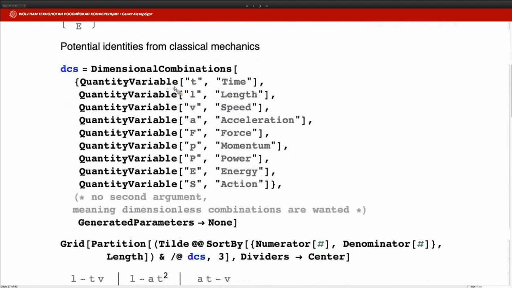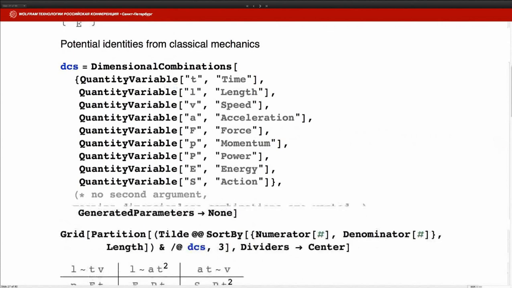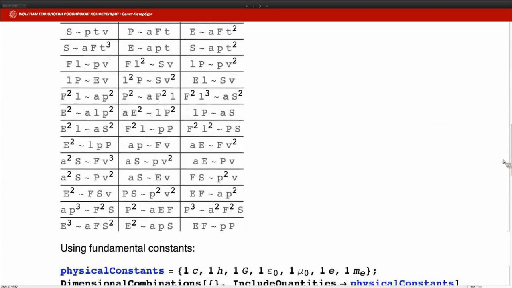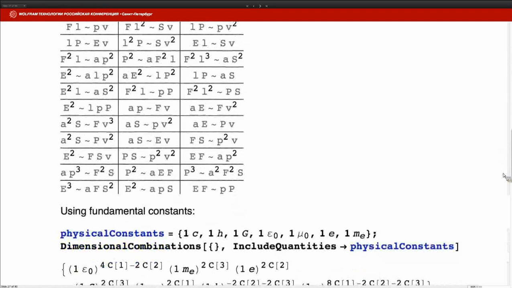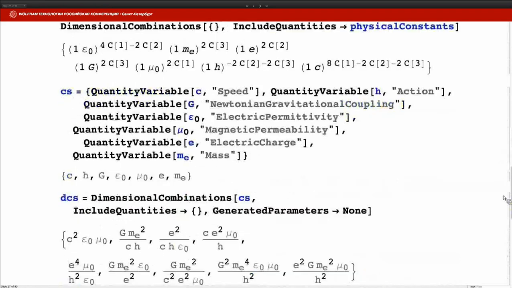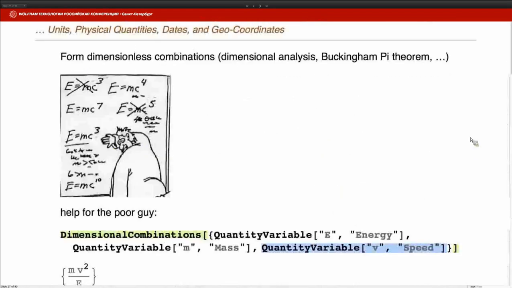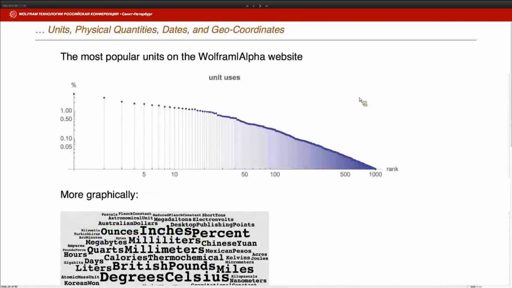If I take more quantities, say from classical mechanics: time, length, speed, acceleration, force, momentum, I can calculate them all and I get a long list of potential combinations. And the same I can do with physical constants and form dimensionless combinations.